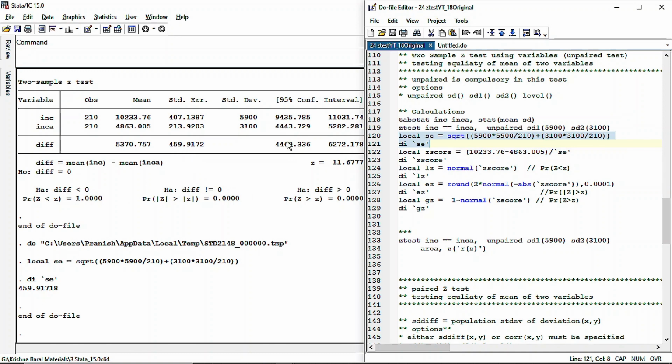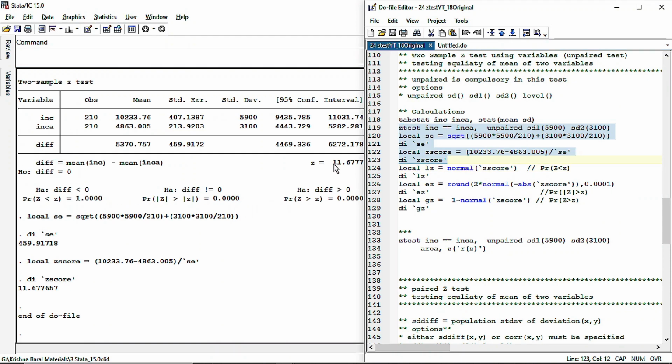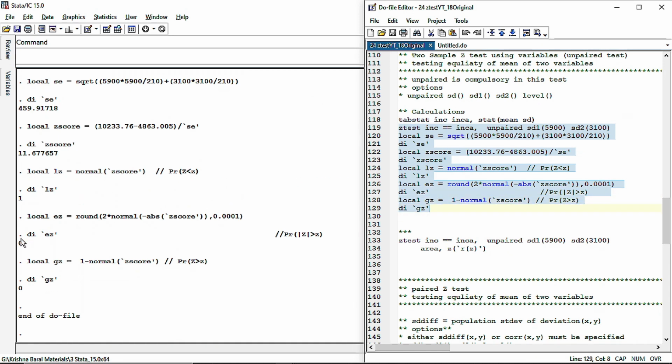Let us see how we calculate the z score. The z score is the difference of their means divided by the standard error. Let us tally it with the result. It is 11.67, and we have already seen how to calculate the p-values for the two-tailed, left tail and right tail tests, and let us remember them. It is 1, 0, 0, that is 100%, 0 and 0.